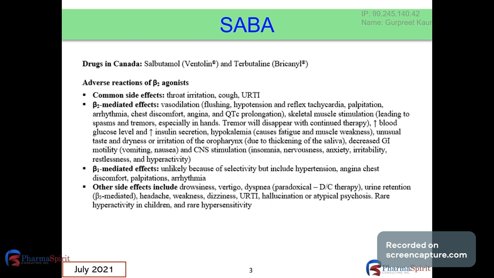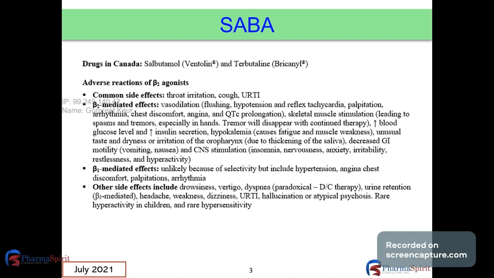Don't look at these two and say, oh, how come there is increase in the blood glucose level and increase in the insulin secretion? Both of them can happen. Maybe at the end they will balance each other, but both of them are beta 2 mediated effects. Patients may develop hypokalemia, causing fatigue and muscle weakness, unusual taste, and dryness or irritation of the oropharynx. This is due to the thickening of the saliva, decreased GI motility, causing nausea and vomiting, and CNS stimulation, causing insomnia, nervousness and anxiety, irritability, restlessness, and hyperactivity. These are all beta 2 mediated adverse reactions.